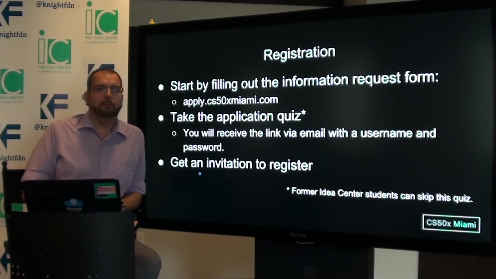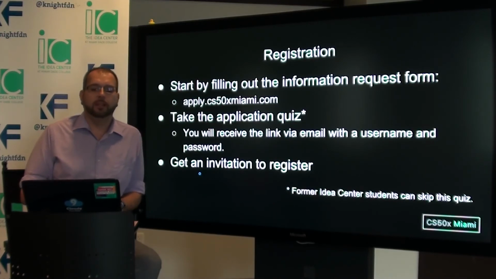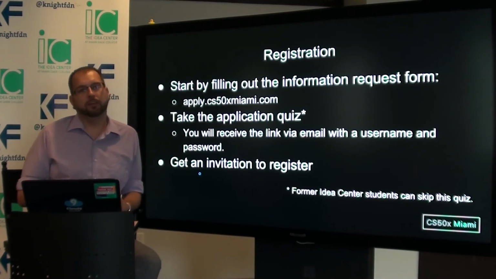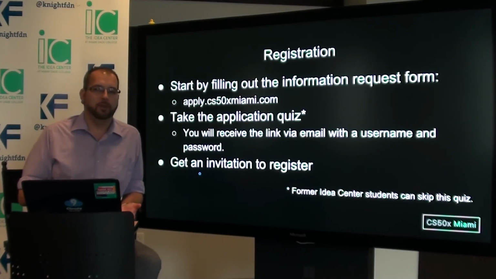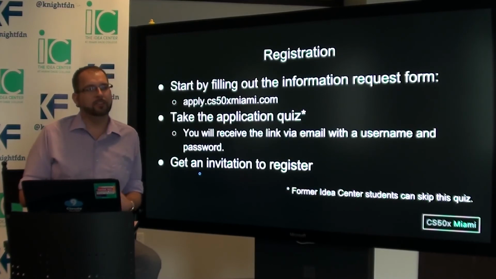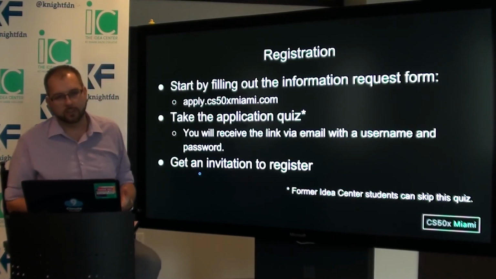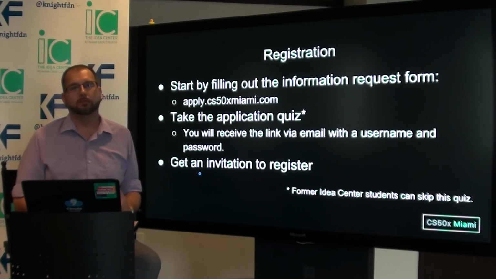Once you have completed that form, you should receive from us a link via email that has a username and password attached to it that allows you to take the application quiz. Now the quiz itself doesn't involve any programming, just some problem solving. So we want to test your problem solving abilities before you start the class. That doesn't necessarily become a barrier to you getting into the class, but it creates our waiting list. Those that score highest have the first available seats in the class.